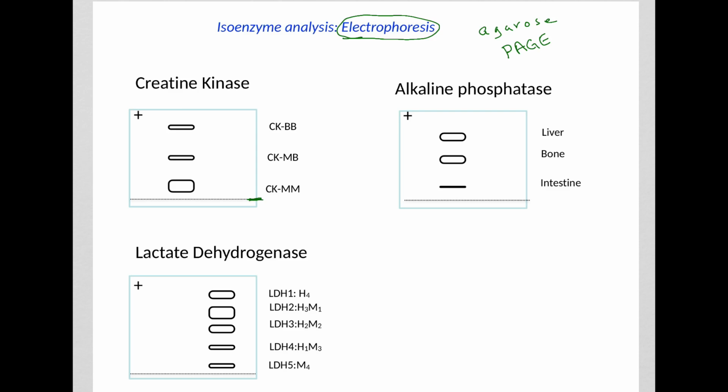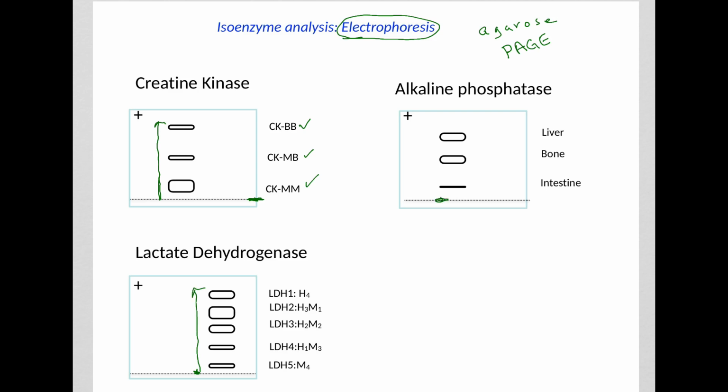We basically apply the serum sample here, and then we turn on the electrical current, and the proteins will start migrating. Originally, you will have only one band, and then eventually they will separate because their net charge is different from one isoenzyme to another. So they will separate into the various isoforms. Same thing here, lactate dehydrogenase is applied here, and it will separate into its bands.